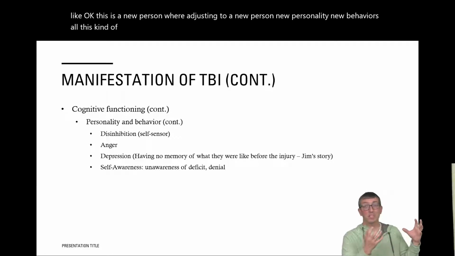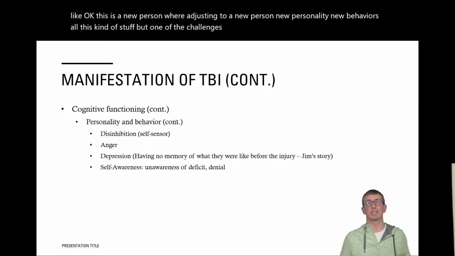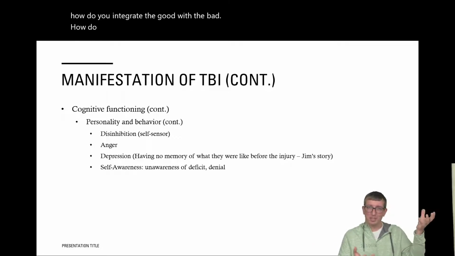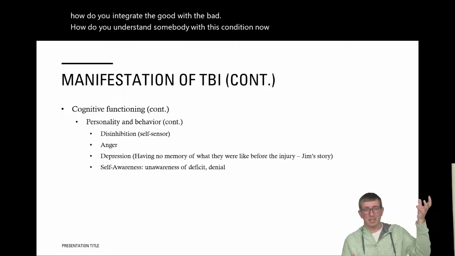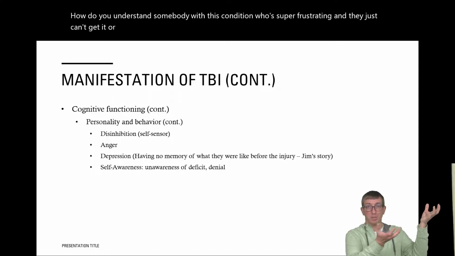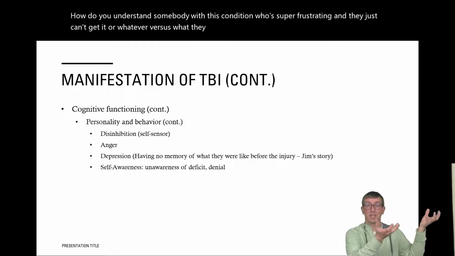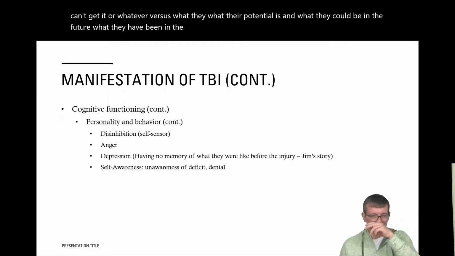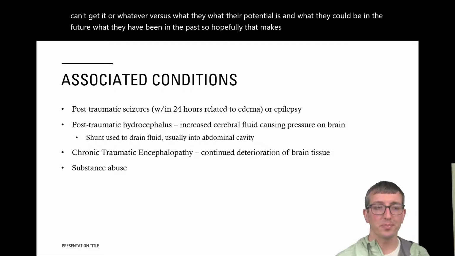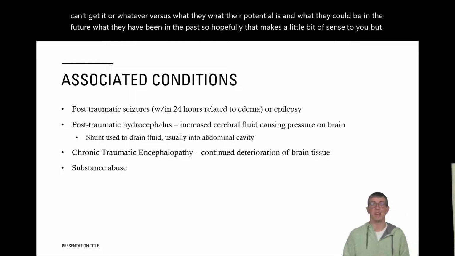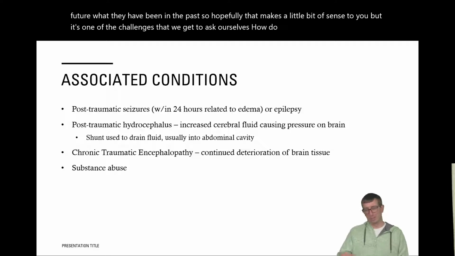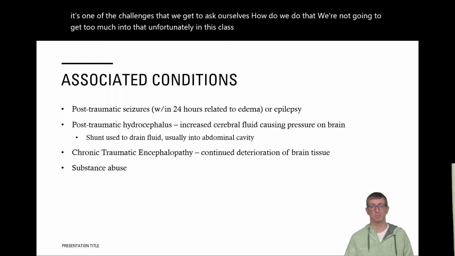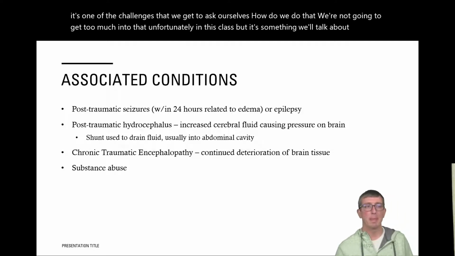But one of the challenges with many forms of counseling is, how do you integrate the good with the bad? How do you understand somebody with this condition now who's super frustrating and they just can't get it, versus what their potential is and what they could be in the future, or what they have been in the past? So hopefully that makes a little bit of sense to you. But it's one of the challenges that we get to ask ourselves: how do we do that? We're not going to get too much into that, unfortunately, in this class, but it's something we'll talk about in a little bit, I guess.